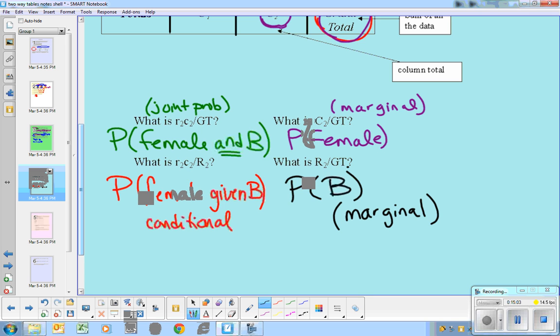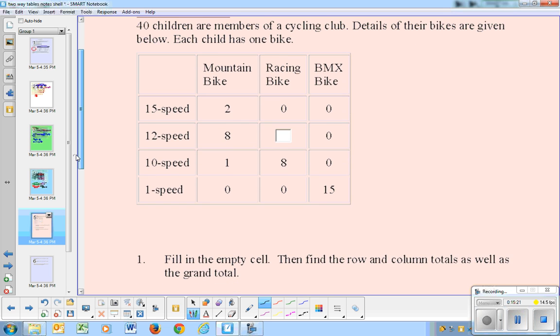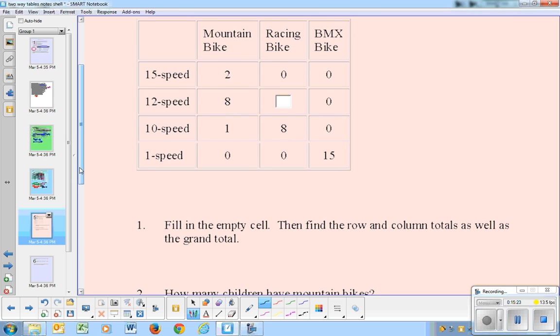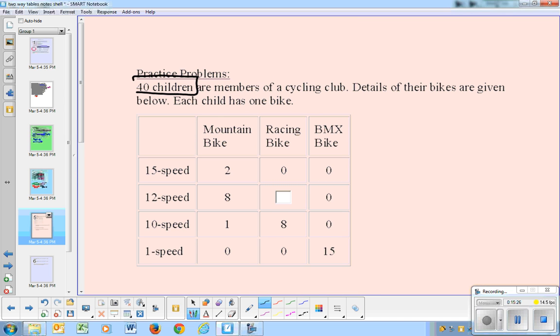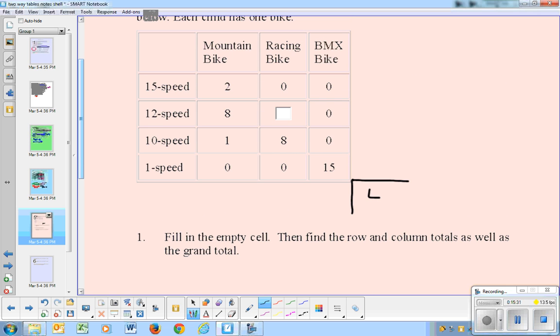In this practice problem, it says that there are 40 children who are members of a cycling club, and then the two-way table tells about their bikes. The two variables mentioned are the type of bike and the speed of the bike. It is very important that you notice it said that there are 40 children, and so that tells me, if I were to extend this for margins, my grand total is going to be 40, okay? So I'd like you to pause the video, figure out what that missing cell is, figure out those marginal totals, and then we'll figure out the questions together, okay? Take a minute and figure it out.